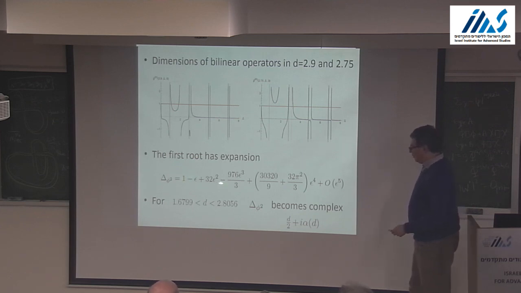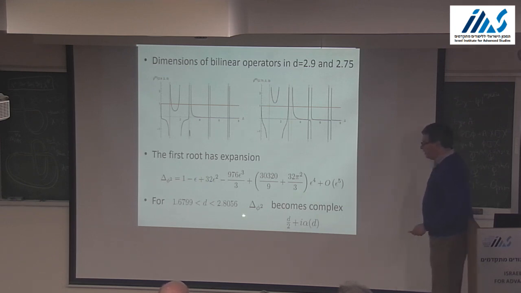But then some kind of branch point develops as a function of epsilon, and then it becomes complex. The interesting thing is that it stays complex in this range, including 2, and this is completely in agreement with Murugan et al. But then around 1, it goes away.